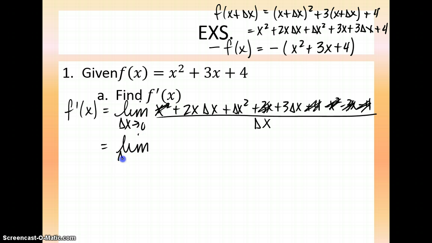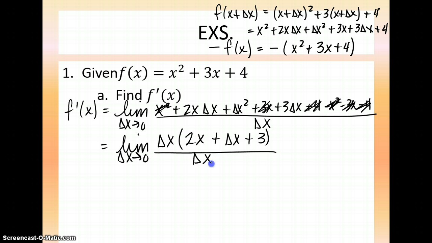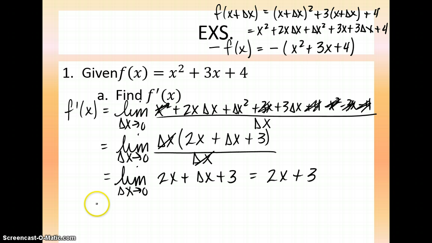After those non-delta x terms cancel, I'm able to factor a delta x out of the remaining terms. So 2x plus delta x plus 3. This gets my 0 over 0 to cancel. And now I can make the direct substitution of 0 for delta x. So my derivative, f prime of x, equals 2x plus 3.